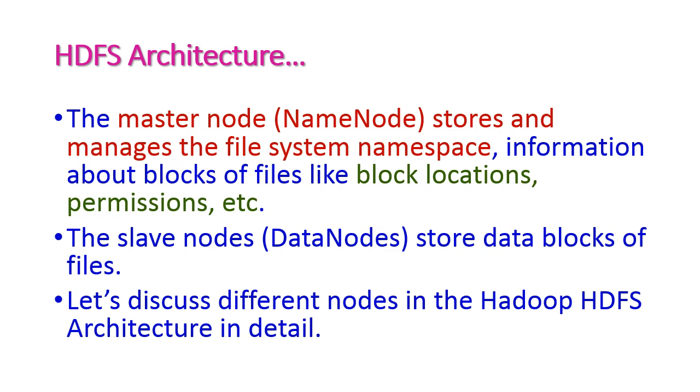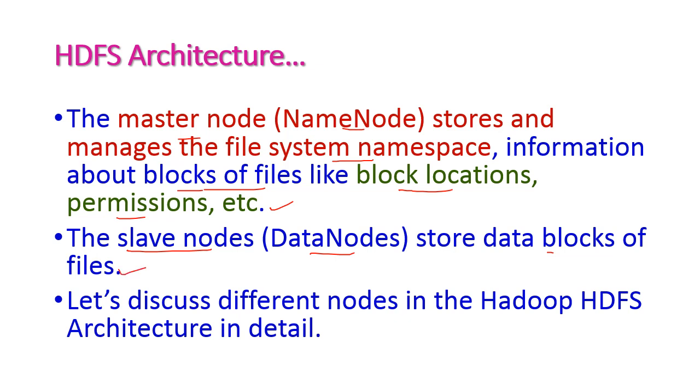Here the master node, that is the name node, stores and manages the file system namespaces and information about blocks, that is blocks of files, like block location, permissions, etc. And the slave node, which is called the data node, stores the data blocks of files.